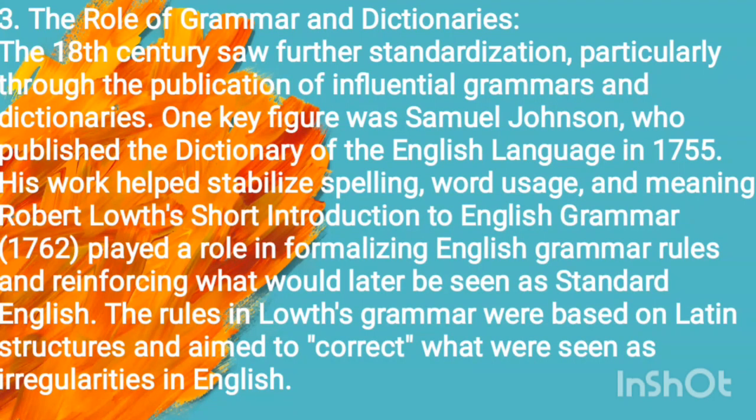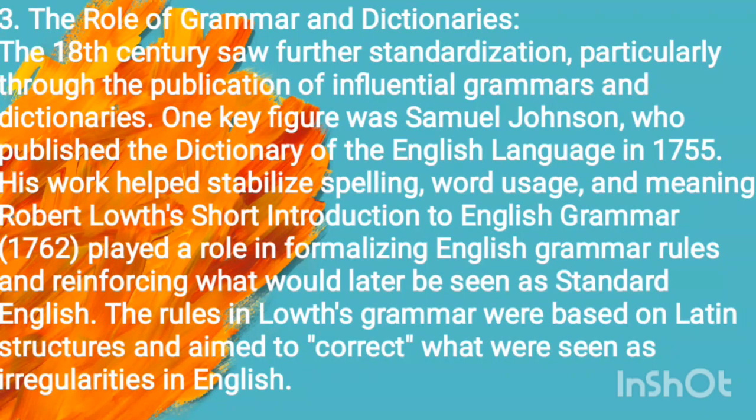Next one is Robert Lowth. In 1762, he wrote A Short Introduction to English Grammar. His book set rules for correct English, often based on Latin grammar. Some of his rules, like avoiding double negatives, still influence English today.